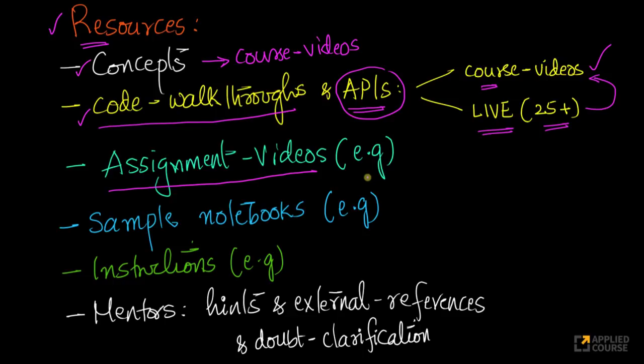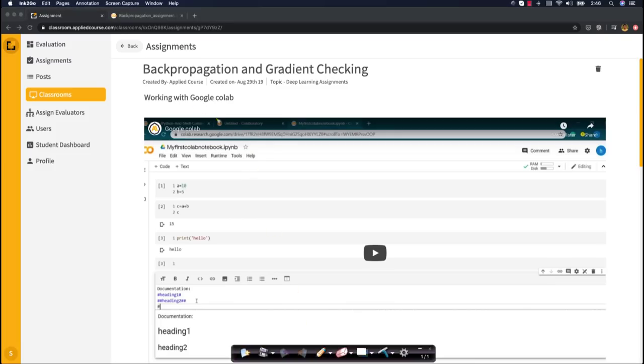Let me show you an example. So here is one of the assignments that we have as part of our course videos. In this assignment, we implement backpropagation on a very simple example, and we also perform gradient checking. These are concepts that we explain as part of the deep learning modules in our course videos.